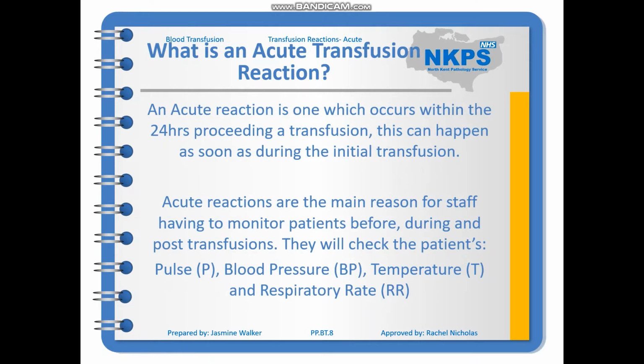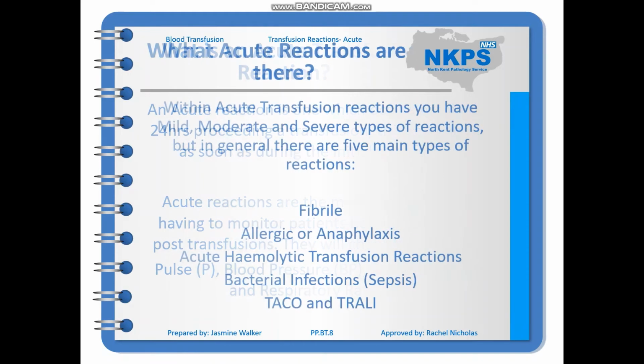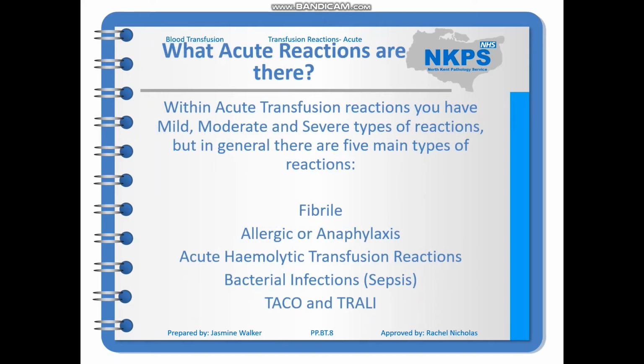An acute reaction is one which occurs within 24 hours preceding a transfusion. This can happen as soon as when you are actually giving the blood component. So literally minutes after the blood starts entering the patient's body, blood, plasma, etc. Acute reactions are the main reason for staff having to monitor patients before, during and post transfusions, and as a standard protocol, staff should be checking the patient's pulse, blood pressure, temperature and respiratory rate, but we will come back to that.